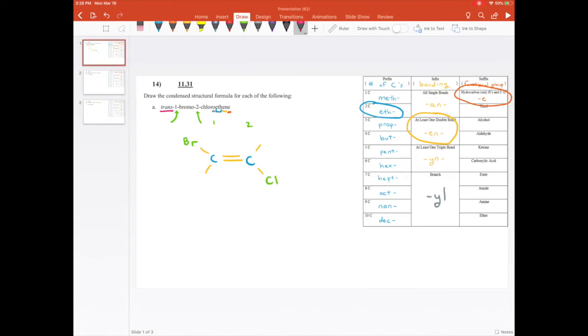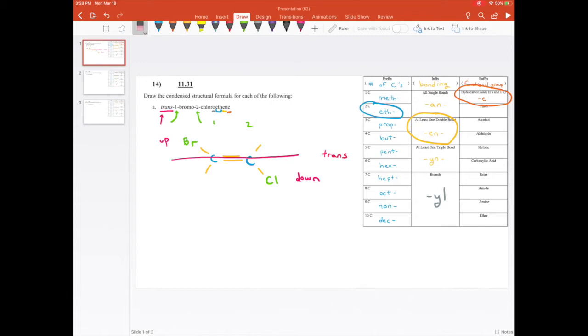And the reason for that is because this is trans. These 2 branches have to be on opposite sides of the double bond. If you sort of draw a dotted line down the long end of the double bond, like this pink line here, you can see that the bromine is going up and the chlorine is going down. Because they're on opposite sides, it's trans.